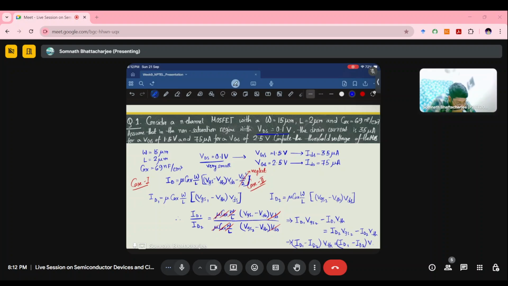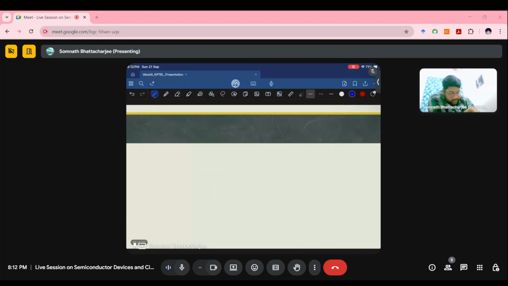Sorry, just a second. ID1 will go with VGS1 and ID2 with VGS2, so we can't take this. It will be ID1 multiplied by VGS2 minus ID2 multiplied by VGS1. We'll just put the values in the next page.